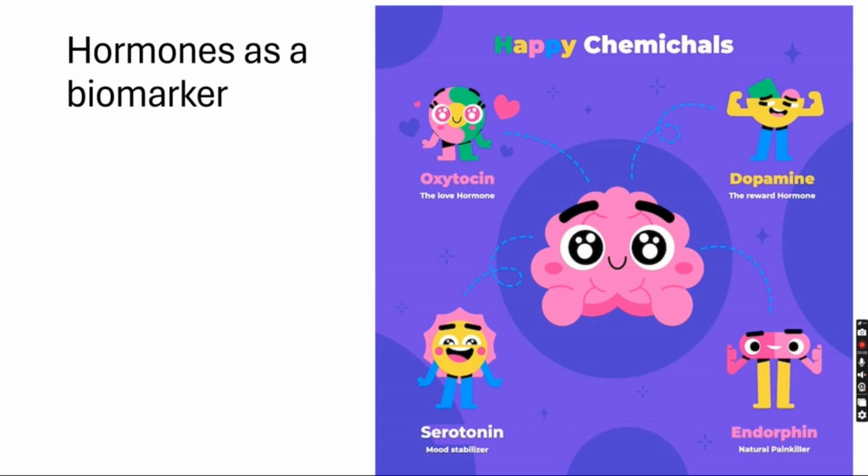And has anyone seen the film Inside Out? Maybe some people have. And we can consider hormones as these little people in our body, in our brain, that release these chemicals. And we might have happy chemicals. So we might have oxytocin, which is the love hormone, or dopamine, which we get when we are rewarded with something. We have endorphins, and we have serotonin. So these are some examples of happy chemicals or happy hormones in our body.